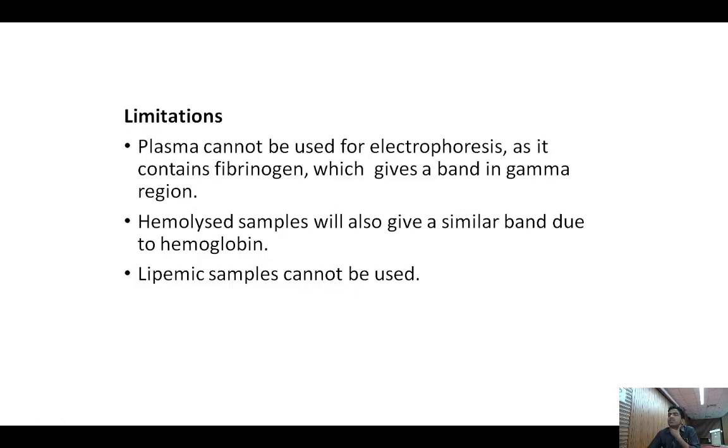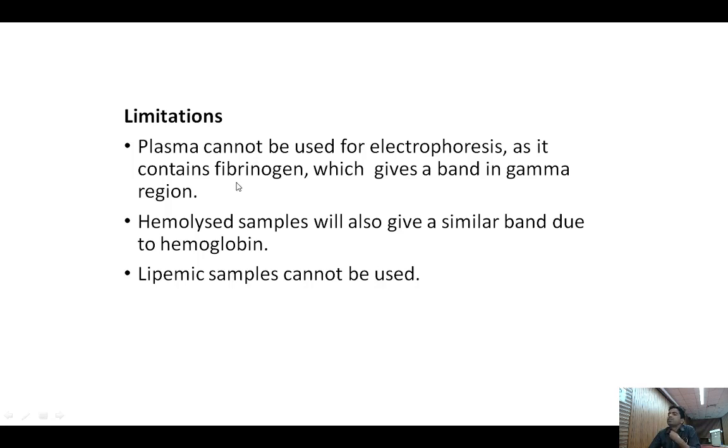What is the limitation of electrophoresis? Plasma cannot be used; we have to use serum. Why can plasma not be used? Because plasma contains fibrinogen, and it gives a band in the gamma region that will be confusing for the diagnosis, because a sharp band in the gamma region is found in multiple myeloma.